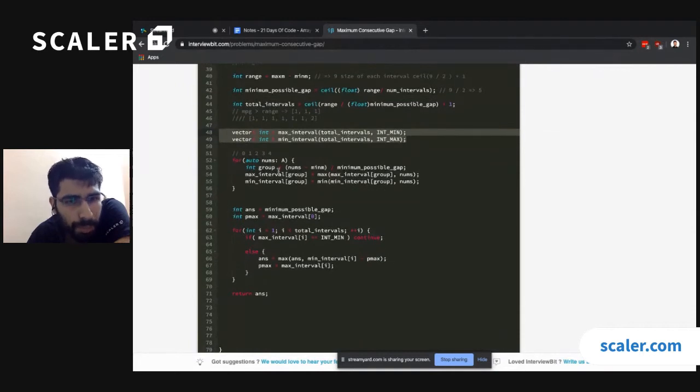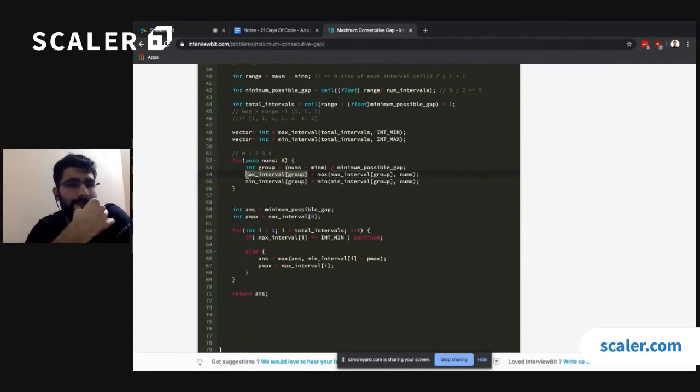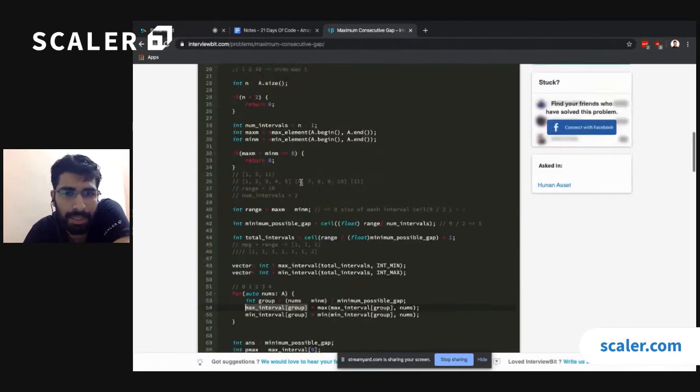Great. So suppose there was a number that had to come in that particular interval, its group would not exist even, right? Because the max interval of group should not exist in that case. Interesting. So if max interval of group won't exist, won't it lead to index out of bound errors? Interestingly, it doesn't.